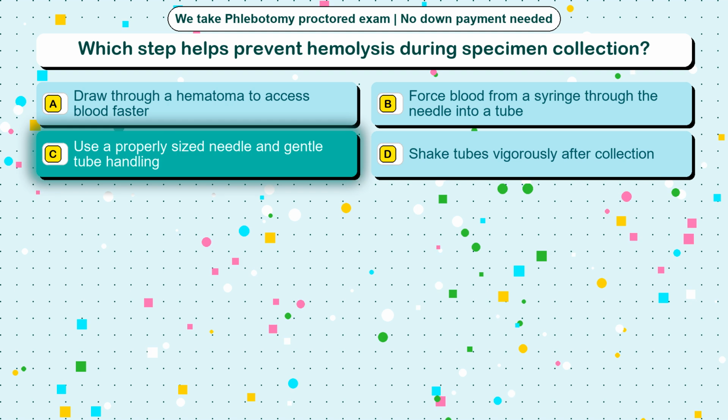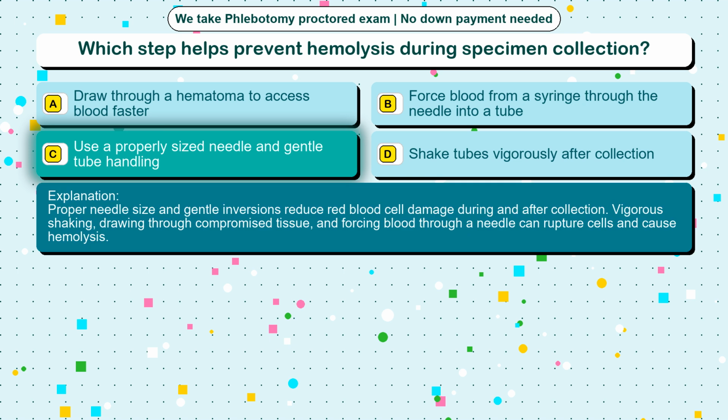The correct answer is option C. Use a properly sized needle and gentle tube handling. Proper needle size and gentle inversions reduce red blood cell damage during and after collection. Vigorous shaking, drawing through compromised tissue, and forcing blood through a needle can rupture cells and cause hemolysis.